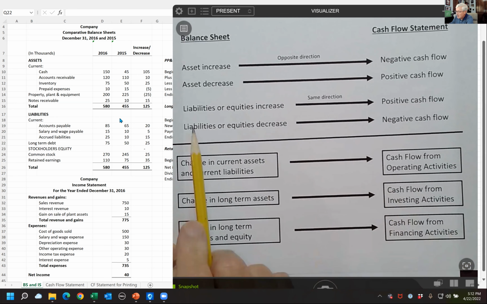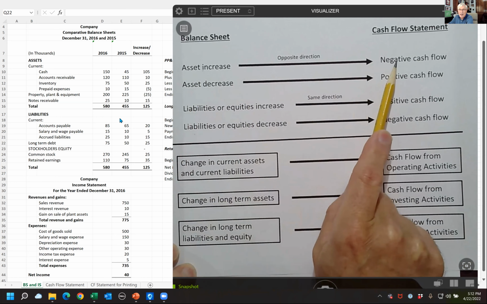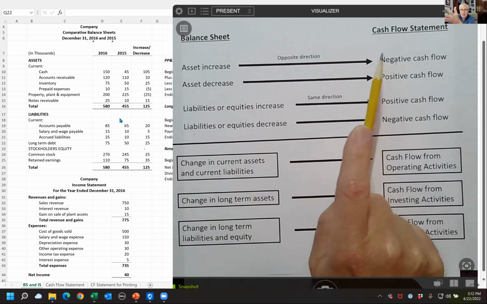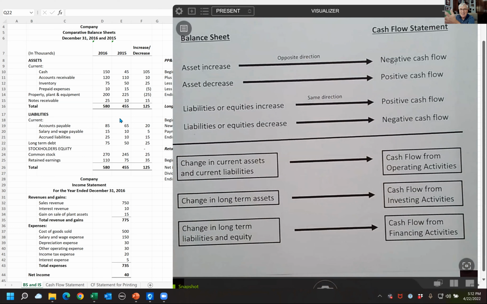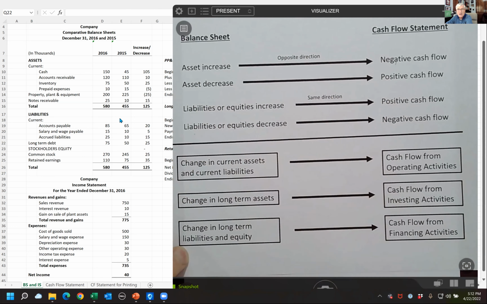By the way, an increase in an asset is a negative cash flow. That makes sense. Debit the asset, credit cash. I've got to buy the asset, right? But if an asset declines, it's a positive cash flow. Maybe we sold a bunch of inventory this year, more inventory than we started with. That's a positive cash flow. I didn't have to buy more inventory.